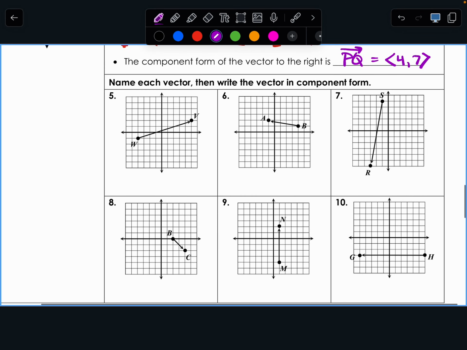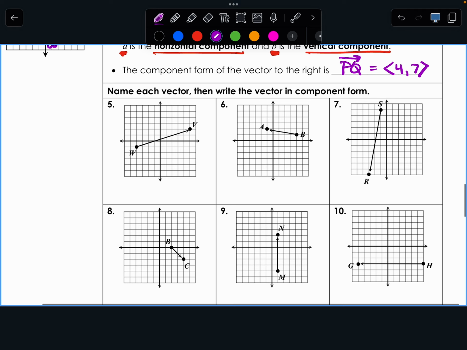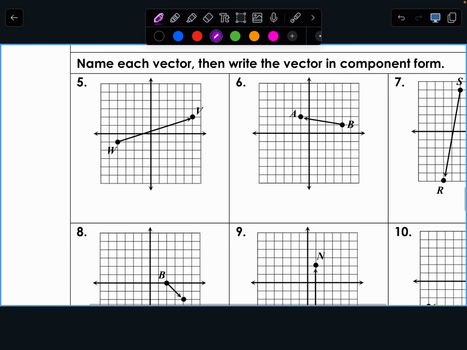So for these last couple problems, I'm going to do a couple and then leave the rest for you. We're just going to name the vector and then write the vector in component form. So when we name it, we start with where we start, which is the dot, and go towards the arrow. So for this first one, what's the name of the vector? Is it WV or VW? WV, because we are starting here. So we write W and we're going to the V. So we write it like that.